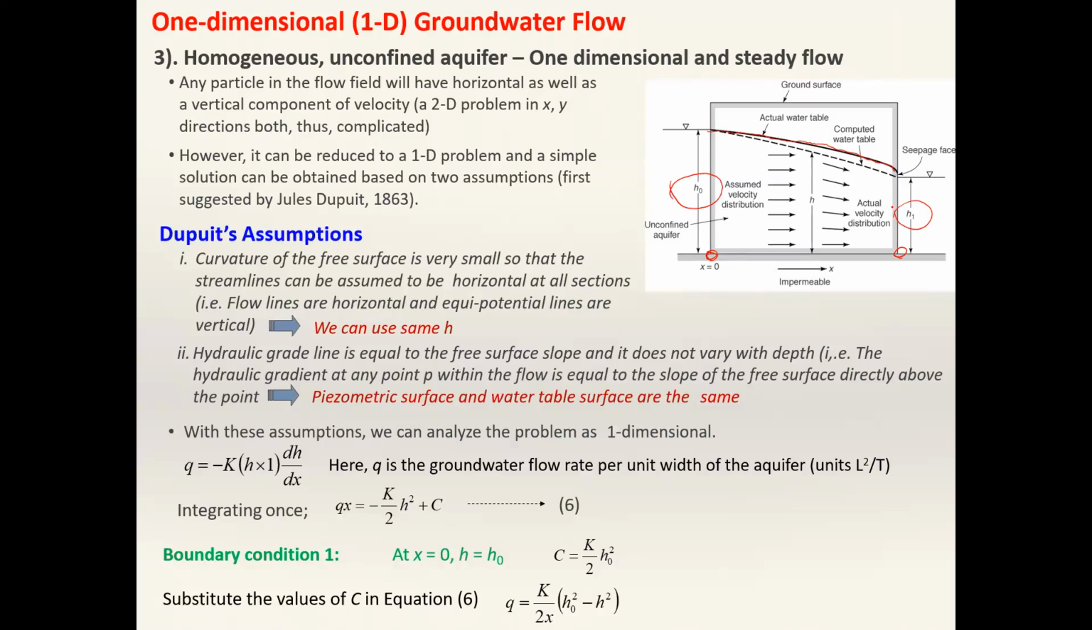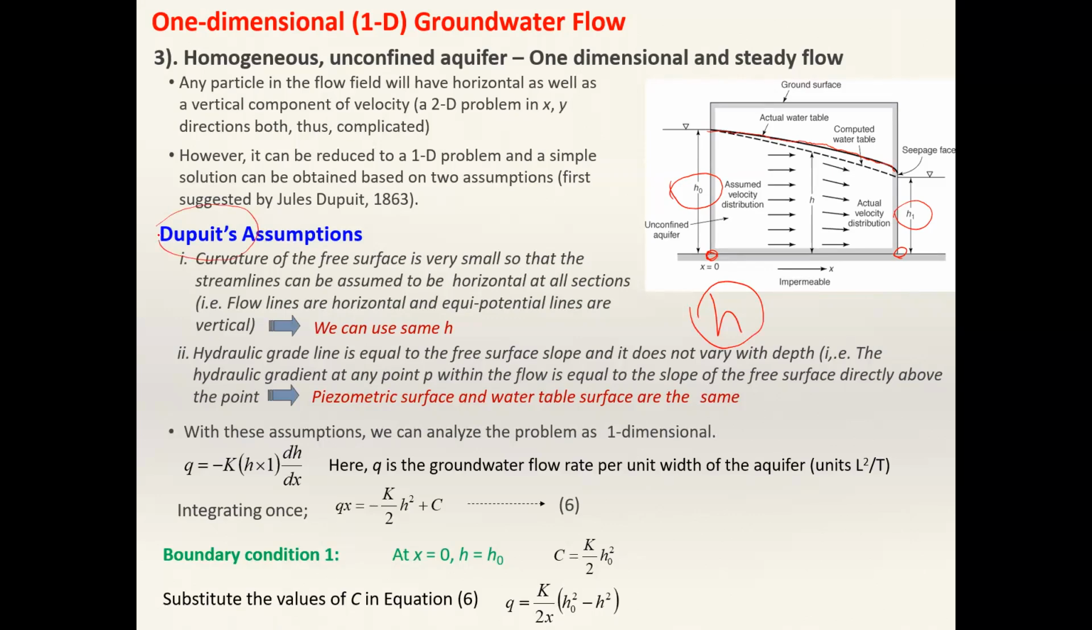Therefore, the major difference between the confined and the unconfined aquifer is that this saturated thickness, H, changes. It is a variable. We cannot consider it as a constant. That is the major difference between the confined and the unconfined aquifer. All right. So again, when we talk about the simplification of the equation, we make a set of assumptions for unconfined aquifers as well. They were first introduced by Dupuit, so we call them the Dupuit assumptions.